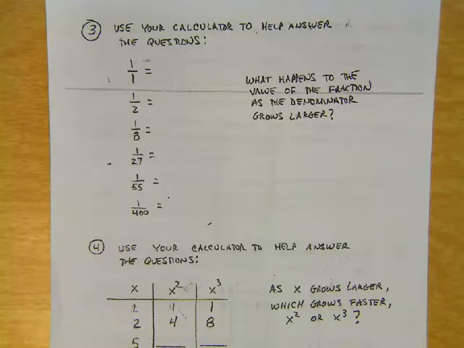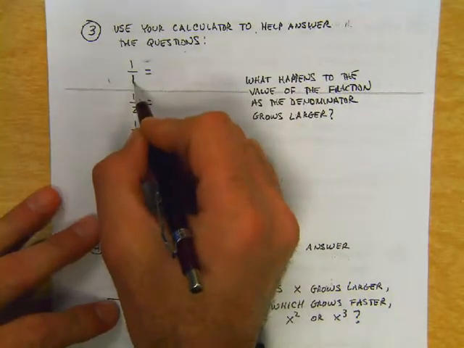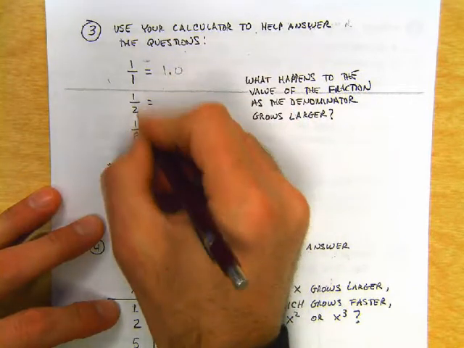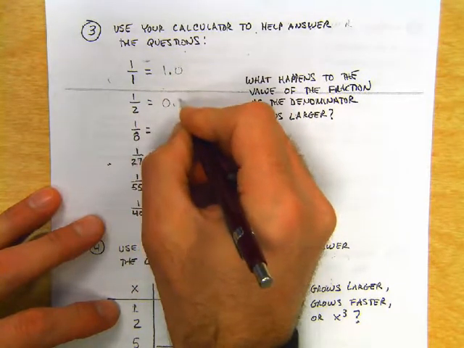All right, ready for page 2? This is an introduction to what we're doing today. So, 1 over 1 is 1.0. 1 over 2 is 0.5.